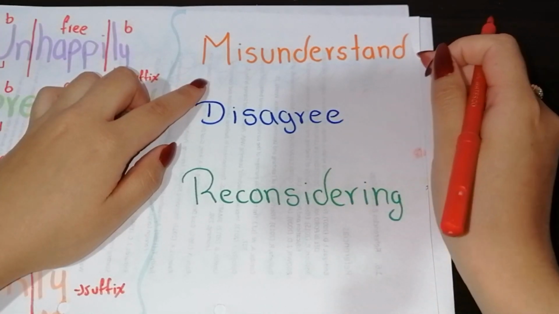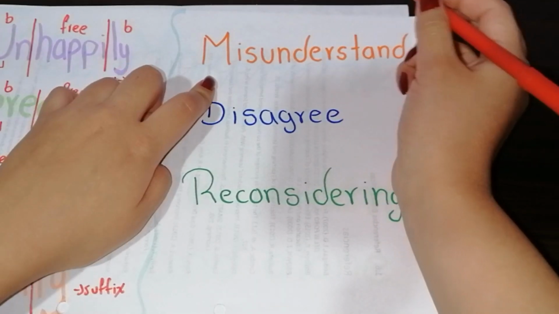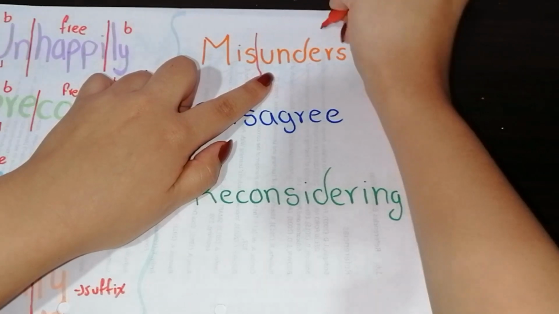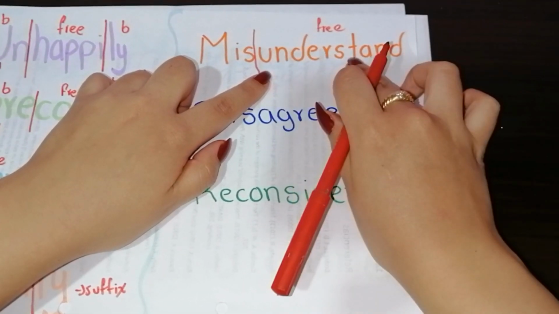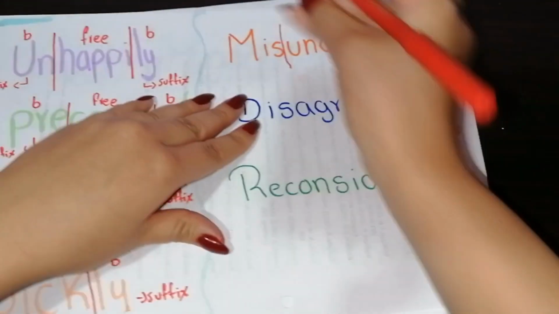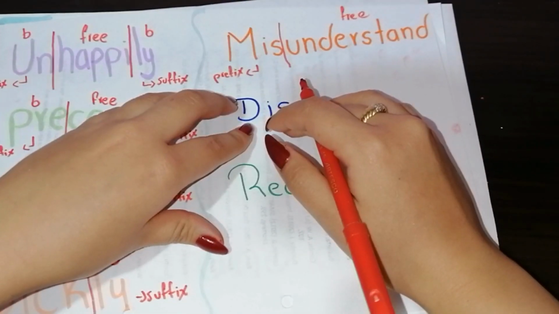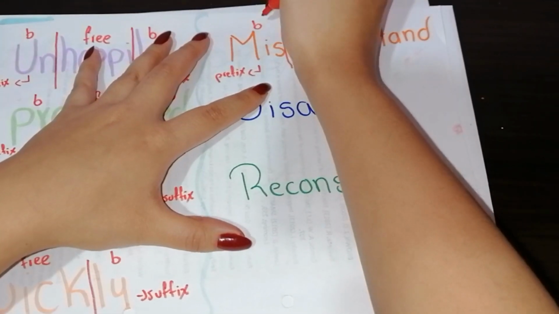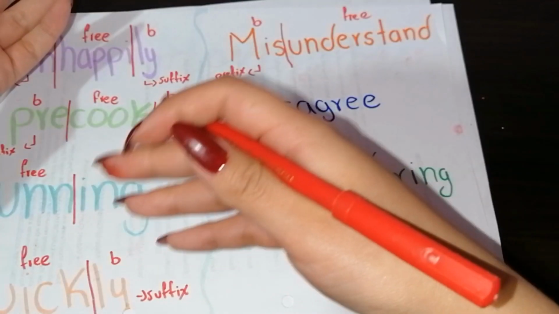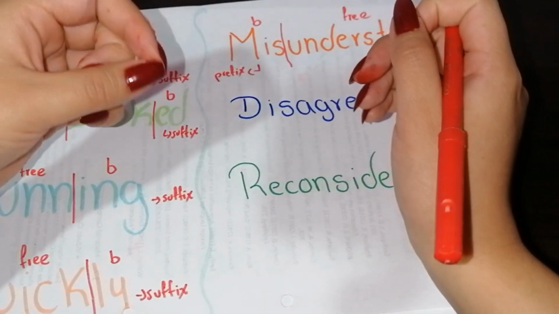The next example is misunderstand. In misunderstand, understand is the free morpheme. In this case, this is the free morpheme indicating comprehension or grasp of a concept. And we have the prefix. Mis is the bound morpheme and suggests error or incorrectness, altering understand to misunderstand, meaning to comprehend wrongly or to have a mistaken understanding.